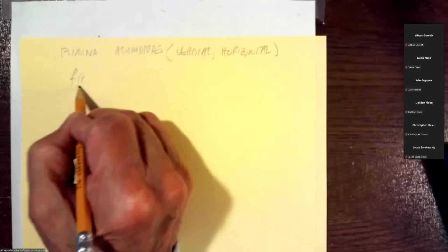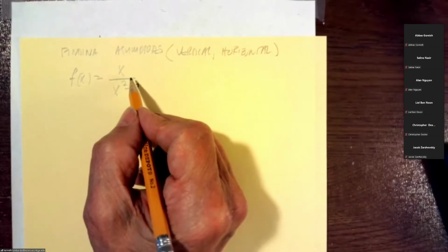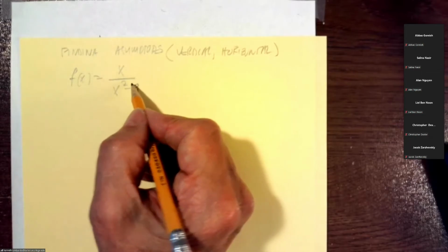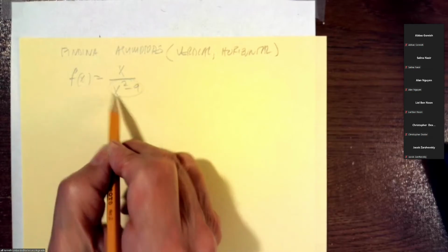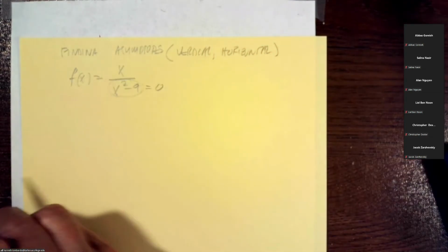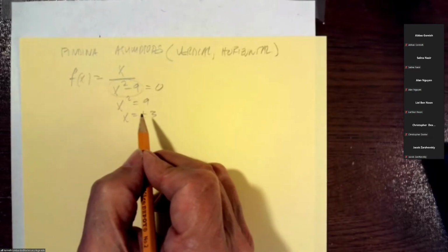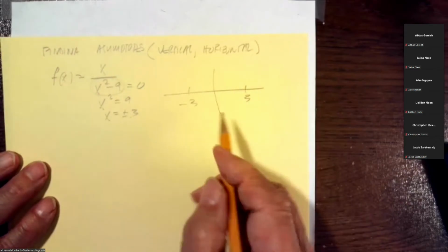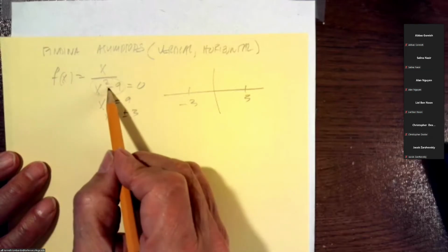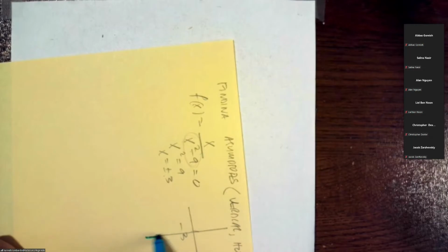If we have f of x equals x over x squared minus 9, I say, well, let's see. Are there any values that cause this denominator to go to 0? So we can just set that equal to 0 and see if there are. x squared equals 9, x equals plus or minus 3. So this says that at plus 3 and negative 3, this function goes to infinity. So we have a vertical asymptote here and here, and I'm just going to put that in blue so you can see it a little better.